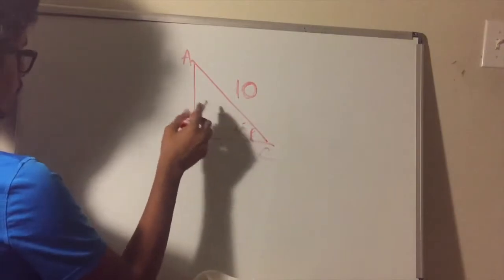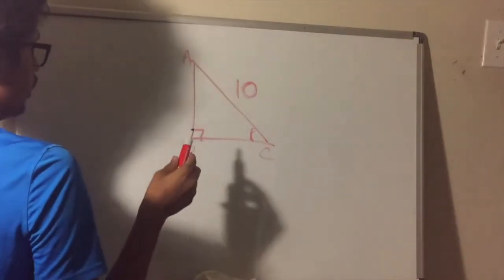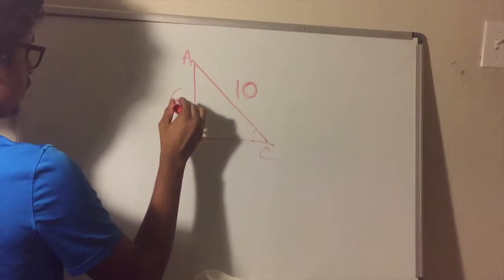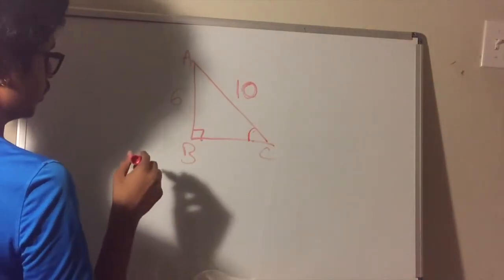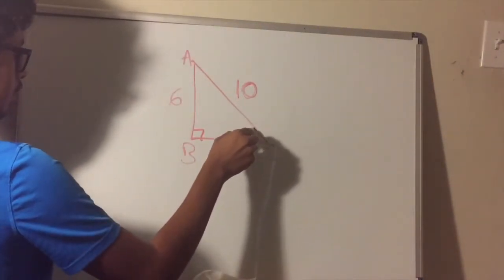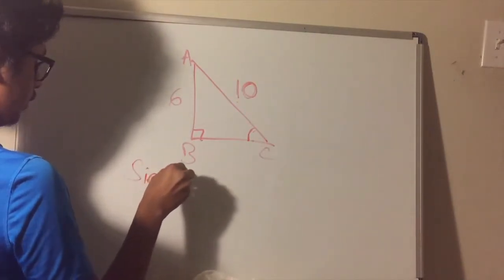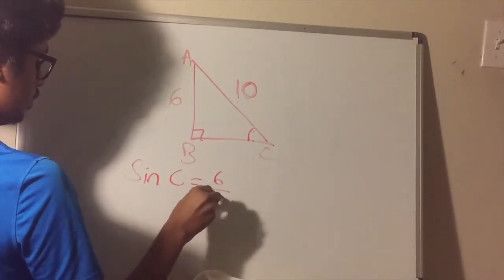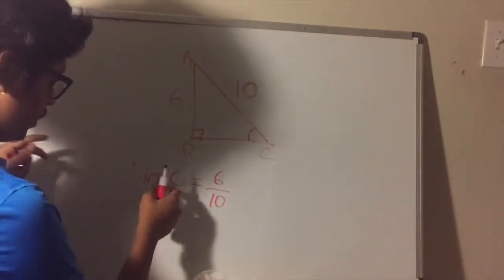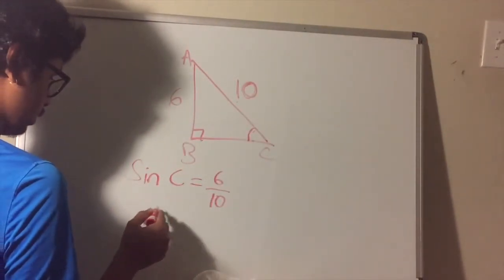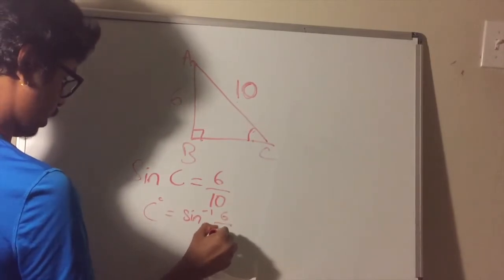Let's say this is 6 and this is 10. They ask us to find angle C. If you consider this angle, these two sides are related by sine. Sine of angle C is going to be 6 over 10. Since we need to find the angle, we use the inverse. Angle C is going to be sine inverse of 6 over 10.